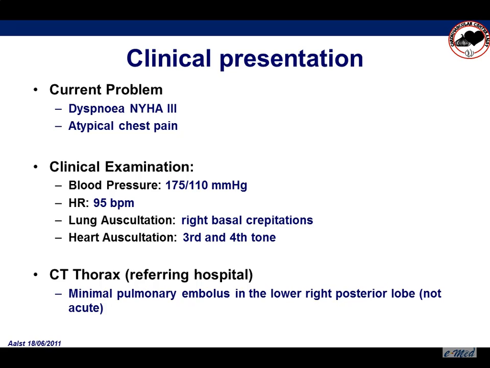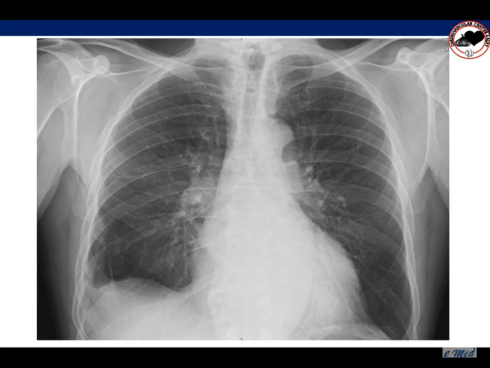Blood pressure was not well controlled on admission. He had some indication of heart failure. I'll show you the thorax picture in a second. He has probably had some lung emboli in the past, but this was not active. This is his chest X-ray.